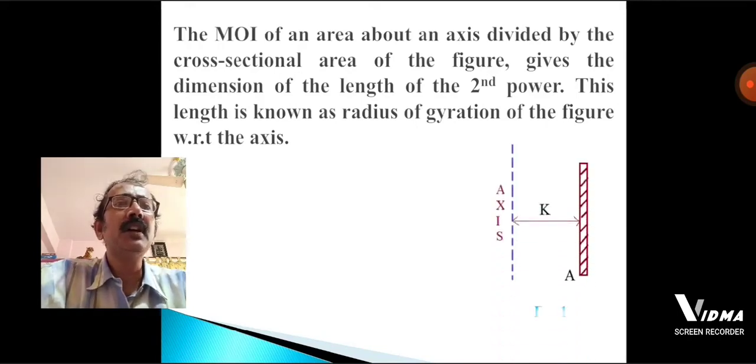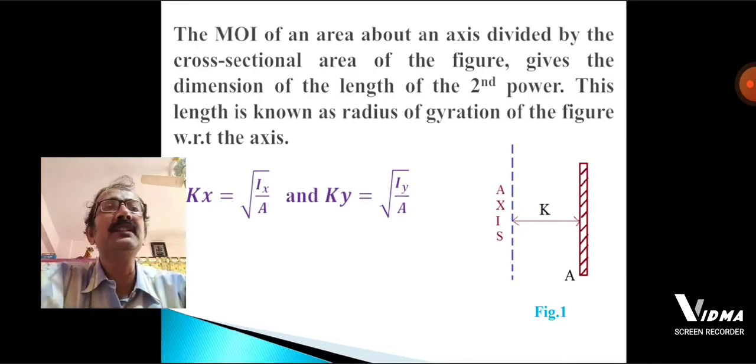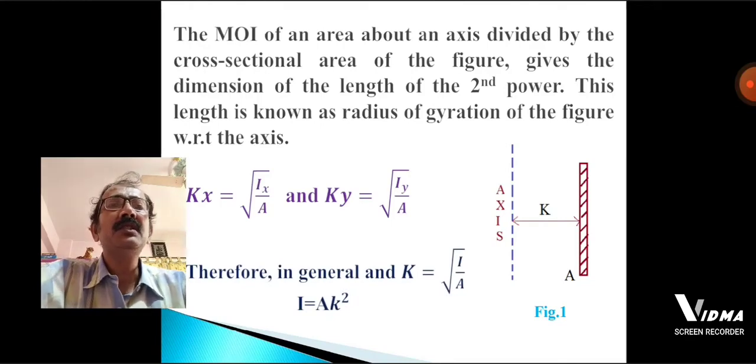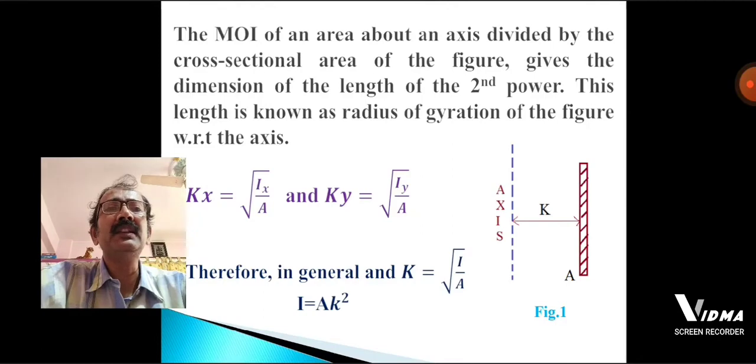So in this figure, figure 1, there is the axis and A is the area, in the compressed form, in the strip form. So that area is at a distance k from the reference axis. Now kx is nothing but root over of Ix by A and ky is nothing but root over of Iy by A. In general form, k is root over of I by A, so I equals A k square. So this k is called the radius of gyration.